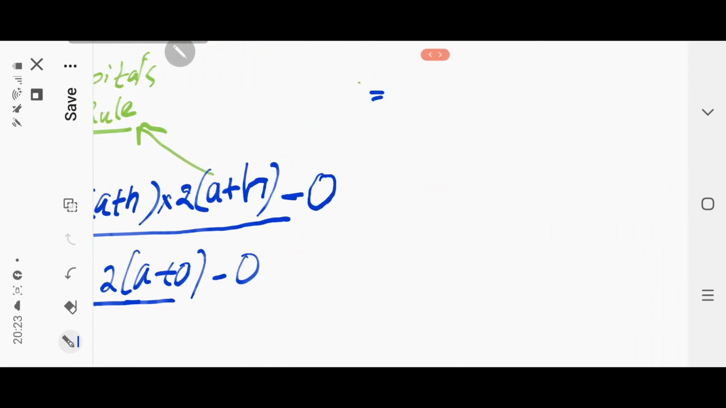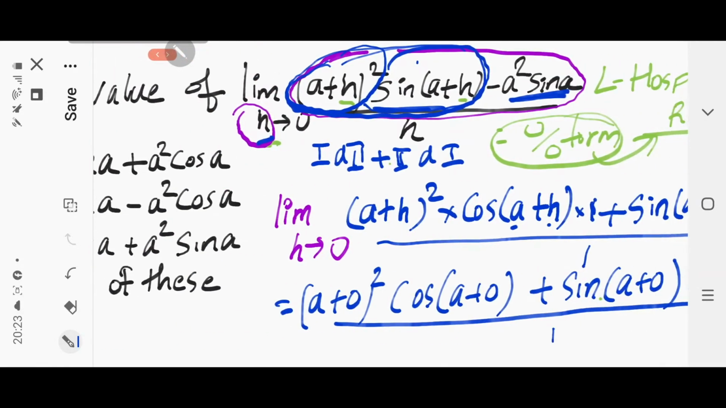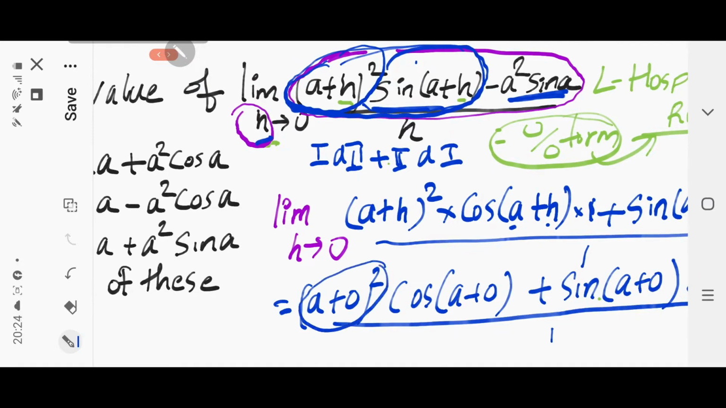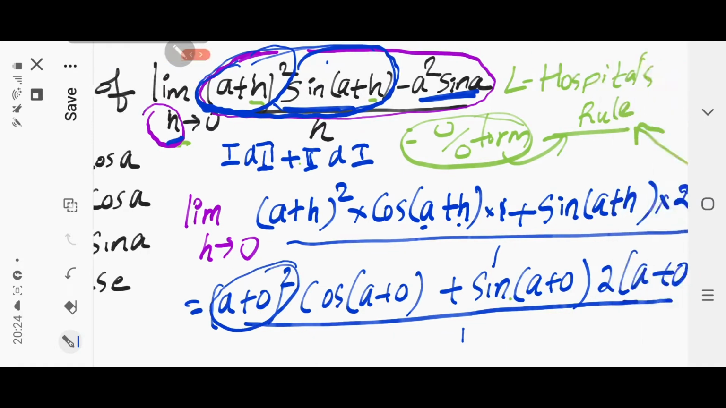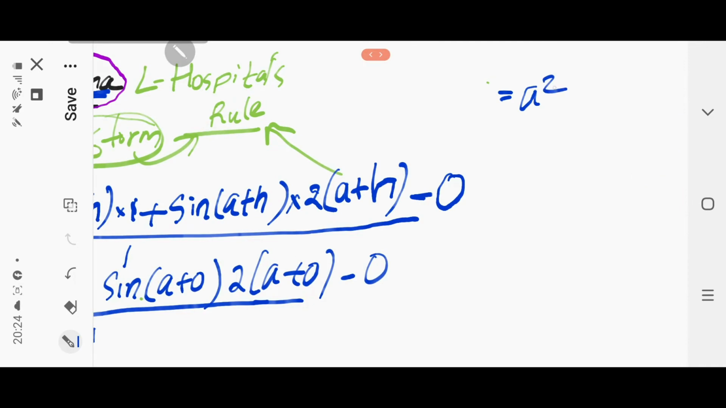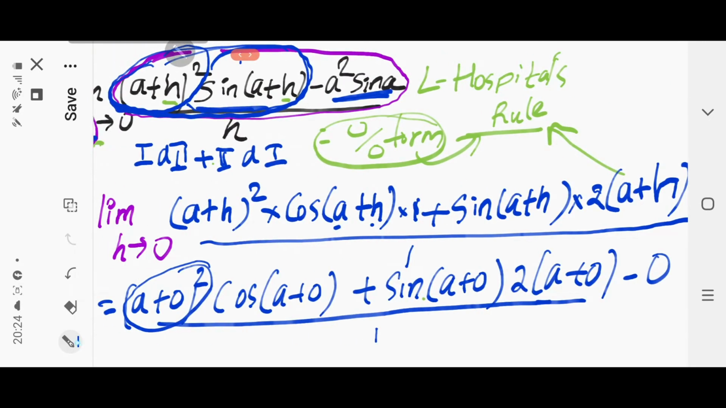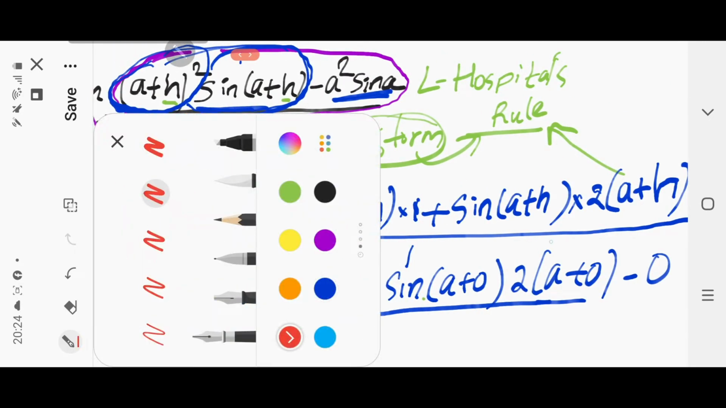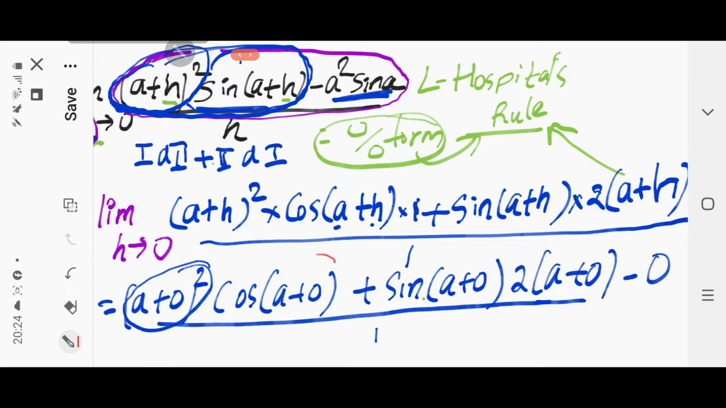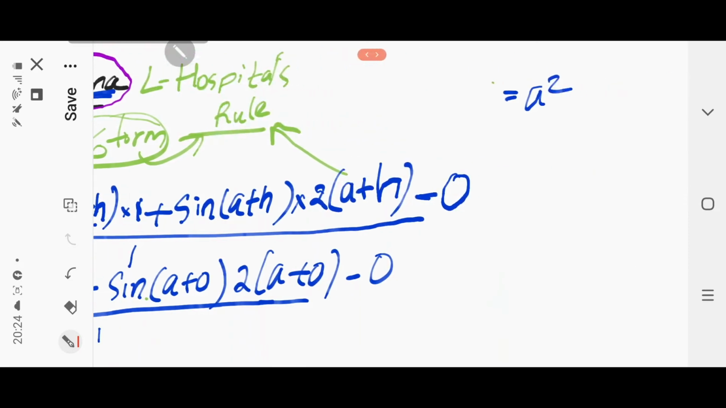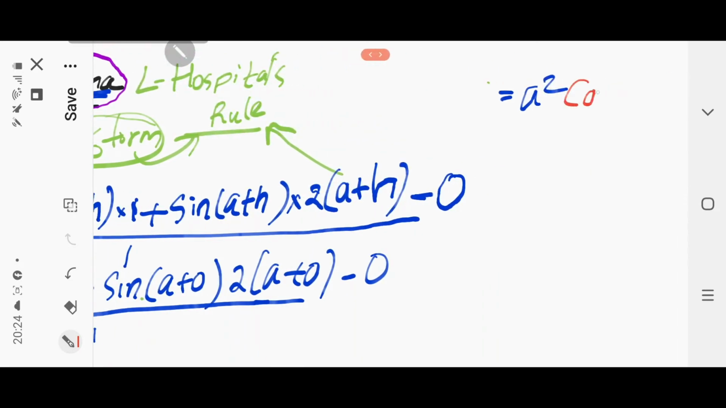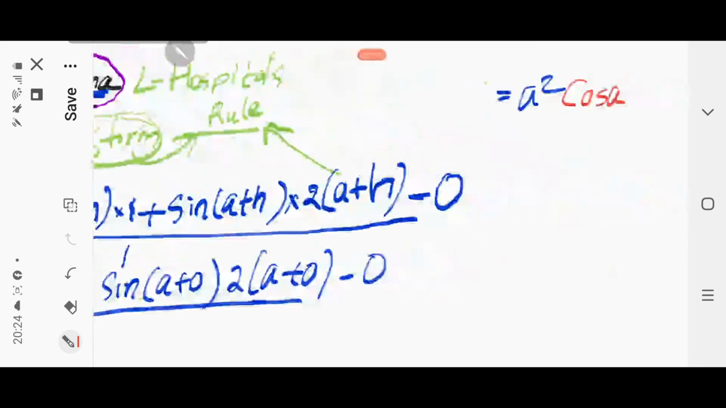Then what is the answer? Going to the next step. What is the remaining? What is that? A plus 0. What is a plus 0? A plus 0 is a. That means it is a square. Then what is that? Cos of (a plus 0). What is cos of (a plus 0)? A plus 0 is a itself. Therefore it is cos a. A square cos a. Right?